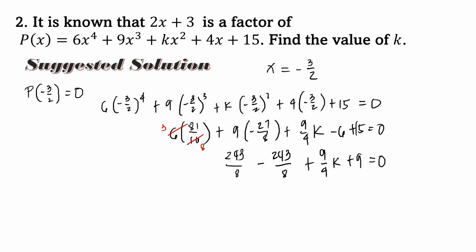243 over 8 minus 243 over 8, meron tayong 0. And then, sa natirang equation, mag-subtract tayo ng 9 sa both sides. Magkakaroon tayo ng 9 over 4 k is equal to negative 9. Multiply natin both sides ng resulting equation sa 4 over 9. Makukuha natin k is equal to negative 4.